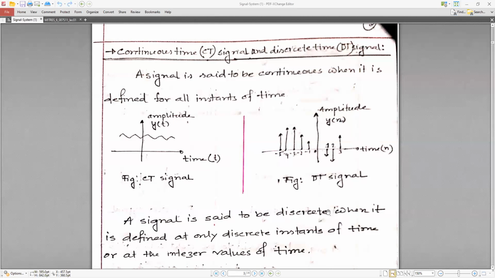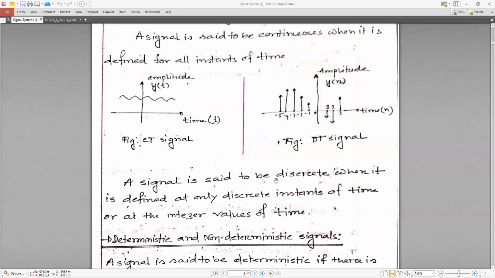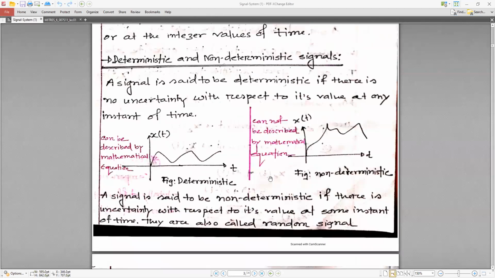On the discrete time signal, you cannot find a signal every time, everywhere, but rather you will find a signal at the discrete points, the discrete values. And the deterministic and non-deterministic signal: the deterministic signal is the normal signal, so you can guess the signal position after some time, but the non-deterministic signal you cannot define the position after some time because it changes.